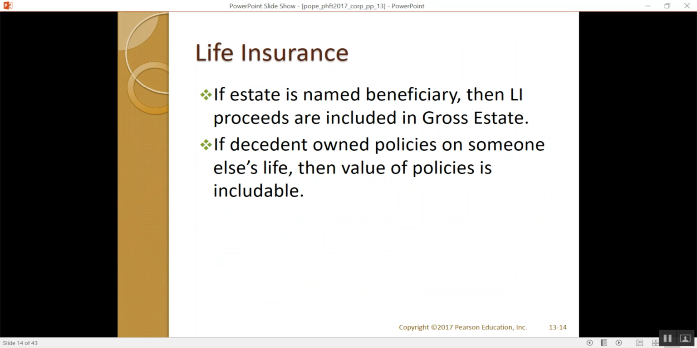As far as life insurance is concerned, if the estate is named as the beneficiary of the life insurance policy held by the decedent, then the life insurance proceeds are included in the gross estate. If the decedent owned policies on someone else's life, then the value of those policies is includable. And then remember that I talked before about the fact that your probate estate would not include the value of the life insurance policies or the proceeds. But there are cases like these where you are going to include the life insurance proceeds or the value of the actual policies in the gross estate versus the probate estate.